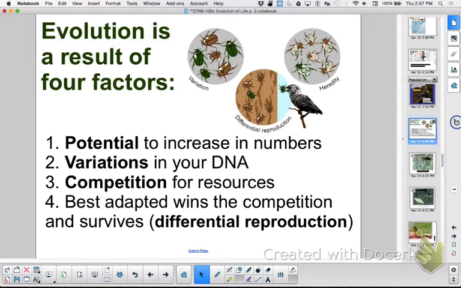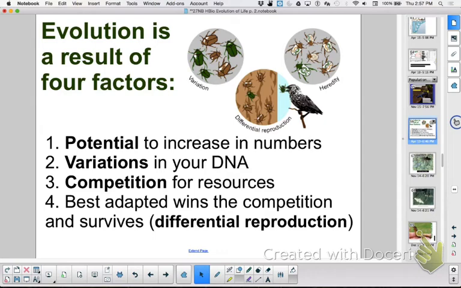Okay, then there have to be variations within our DNA. Those variations have to be able to get passed on. It has to be a heritable variation. So I can't work out really hard in my lifetime and then my offspring are all going to be strong as a result of that, right? Because they're not going to inherit that. It has to be some variation that's in my DNA. Maybe I just have bigger muscles and it's in my DNA. That's something I can pass on to my offspring. Okay? And the best adapted one will win.